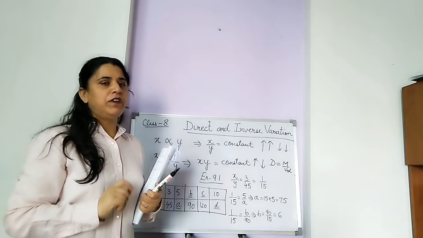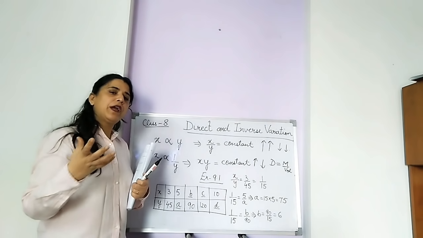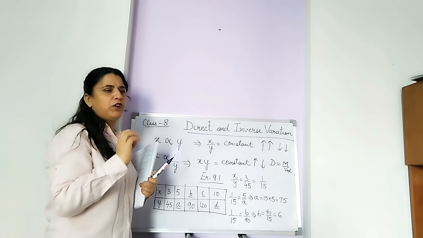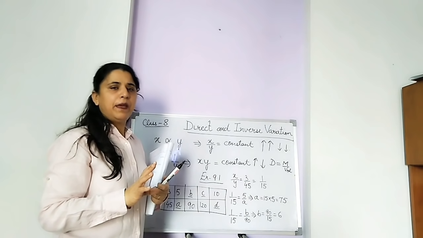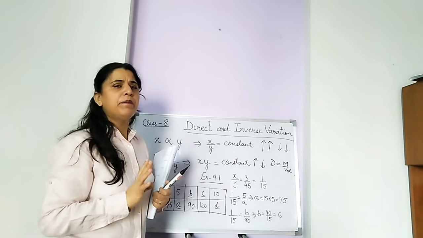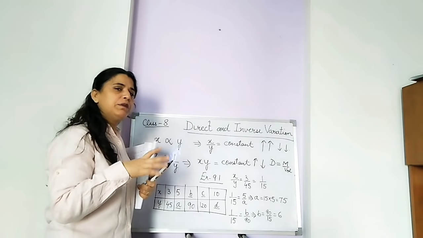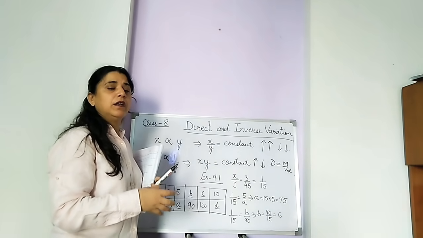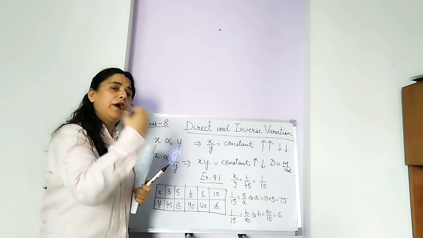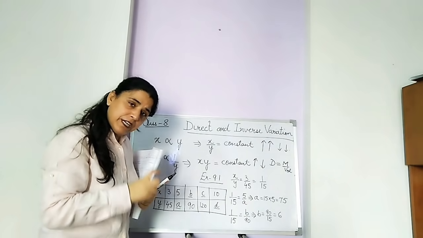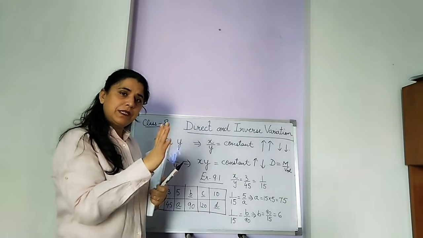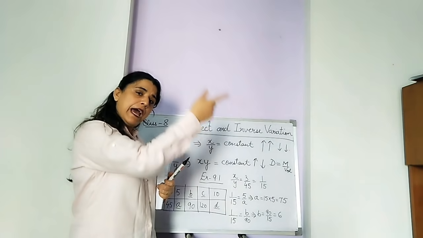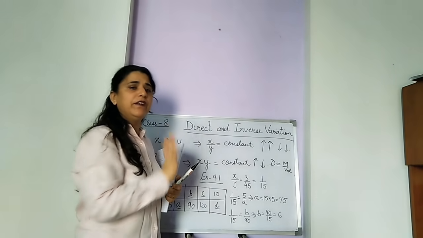One more example of inverse variation. Suppose I want to get my house constructed. I have thought, okay, I'll appoint 10 laborers and the work will be done in a month. But due to some urgency, I need to complete my work faster. Then what will I do? The work is the same, the work is to build a house. I have decided that 10 laborers will do it in 1 month.